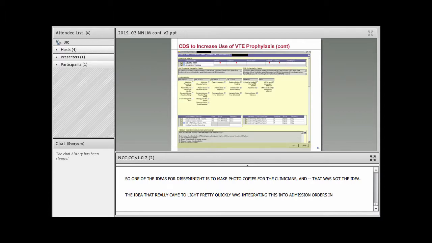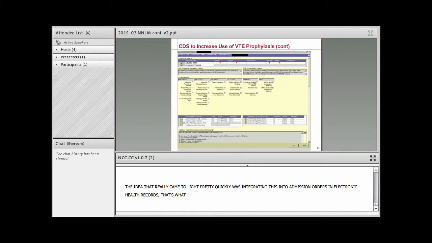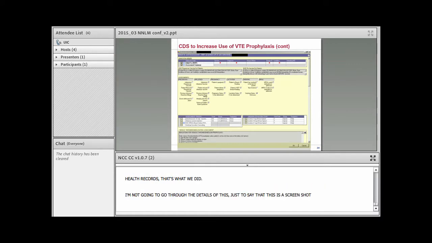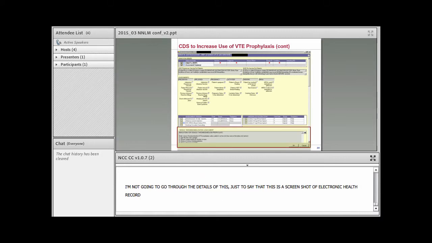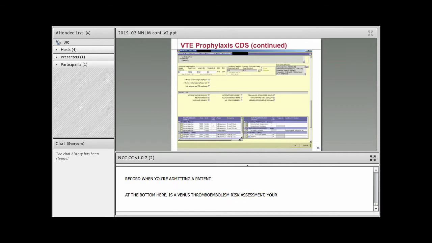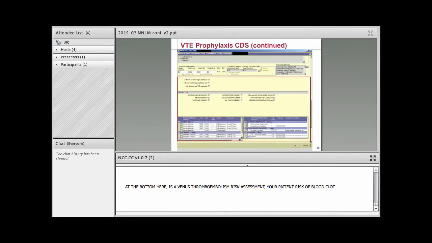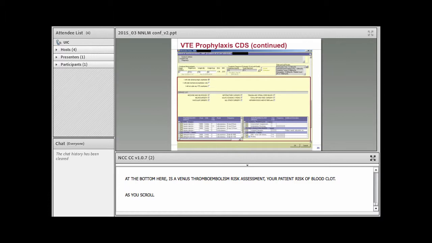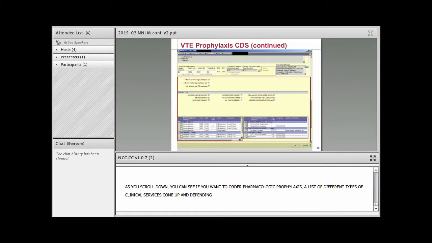And I'm not going to go through the details of this, just to say that this is a screenshot of our electronic health record when you're admitting a patient. And at the bottom here is a venous thromboembolism risk assessment. What's your patient's risk of having a blood clot? And as you scroll down, you could see that if you want to order pharmacologic prophylaxis, a list of different types of clinical services come up. And depending on what service you choose, the system will tell you what prophylaxis is most appropriate.